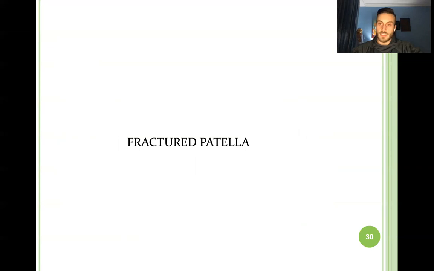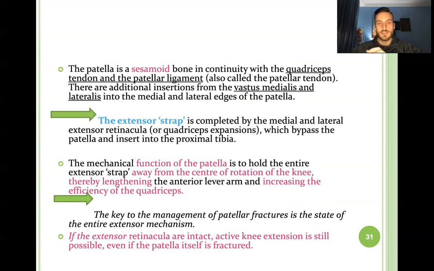Let's talk about the patella. The patella is the biggest sesamoid bone in the body. It's very important. It has the thickest articular cartilage, about 7 millimeters. The function of the patella is to transmit the quadriceps traction into the leg, so it eases the extension of the knee. Without the patella, they've seen that you need much more force, like 7 fold, just to do the same extension. That's why the patella is mandatory in the extension mechanism of the knee.